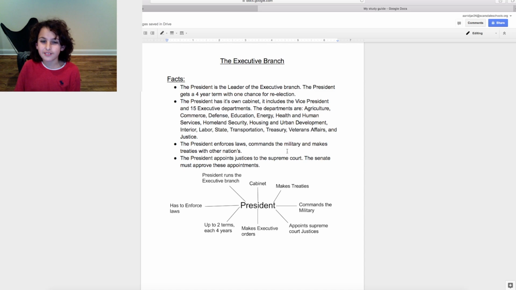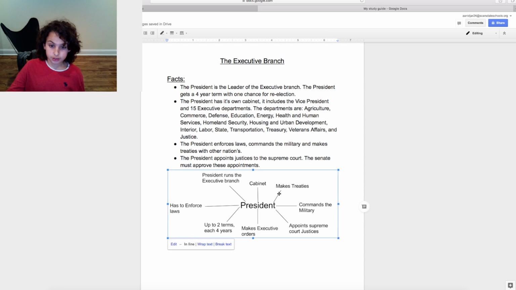The president enforces laws, commands the military, and makes treaties with other nations. The president appoints justices to the Supreme Court. The Senate must approve these appointments.